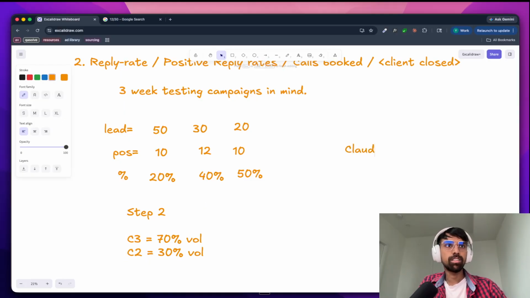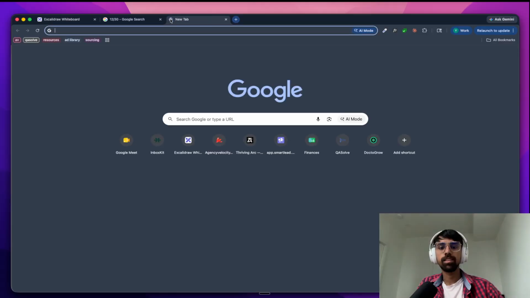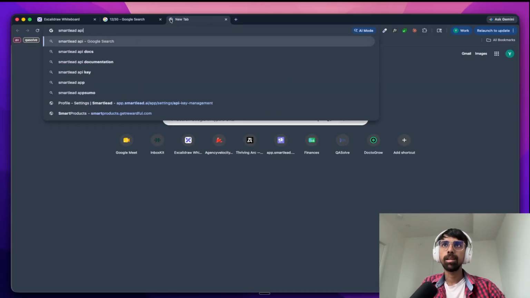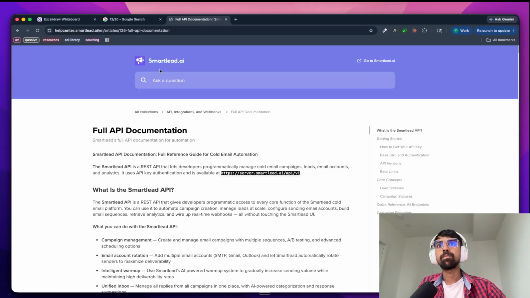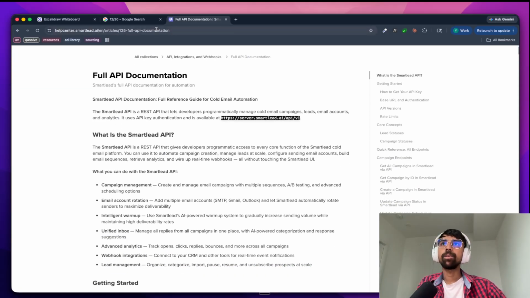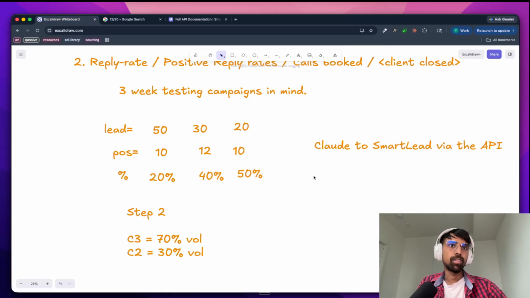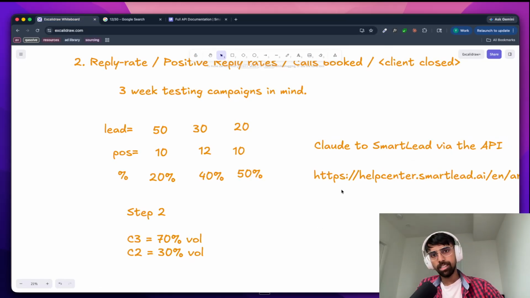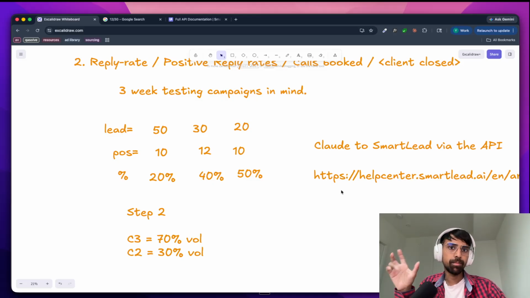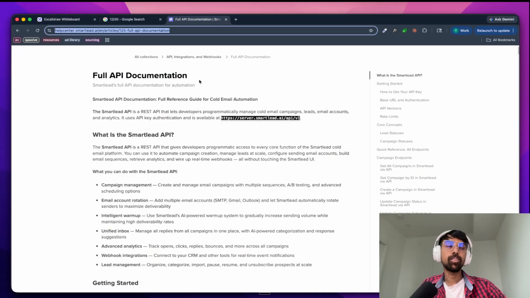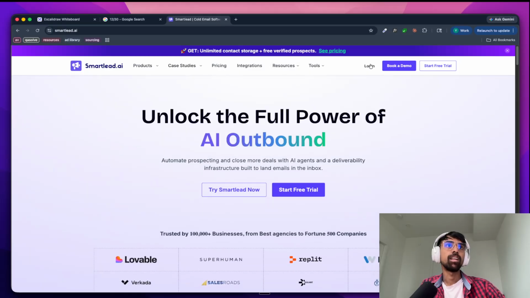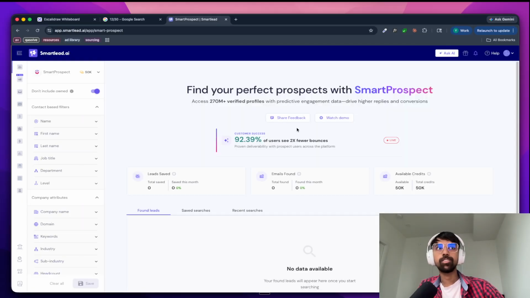So connect Claude to SmartLead via the API, and this is pretty easy. What you do is go to SmartLead API. This is the SmartLead API documentation. You just copy the URL and paste it in Claude Code, essentially. Once you do that, you will have a connection between Claude Code and SmartLead. And essentially, what it will prompt you to do is, let's say I go here, I'll show you.